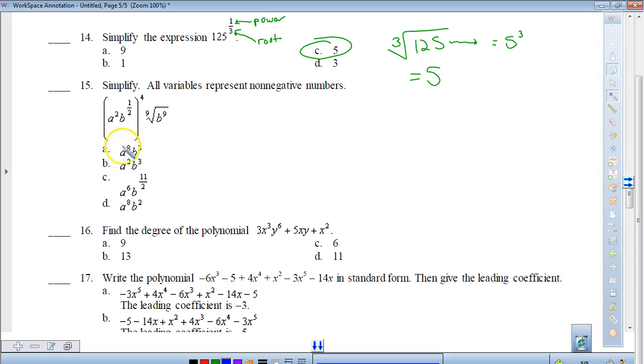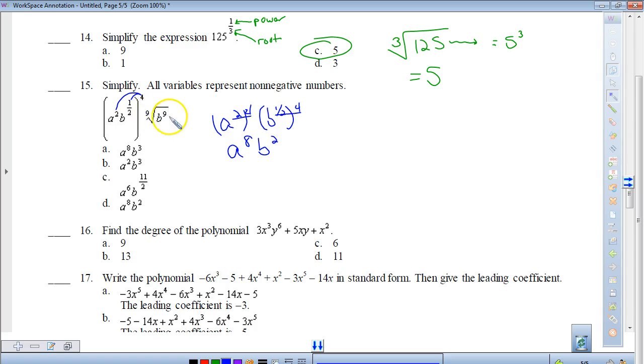Number 15, we need to raise to the fourth power this a squared times b to the 1/2, and then find the ninth root of b to the 9th. Since there's nothing inside these parentheses but multiplication, we can distribute this fourth power. And when we take a power to a power, we will multiply those exponents. So this is a squared to the fourth times b to the 1/2 to the fourth. And this would be a to the 2 times 4, which is 8. And half of 4 is 2.